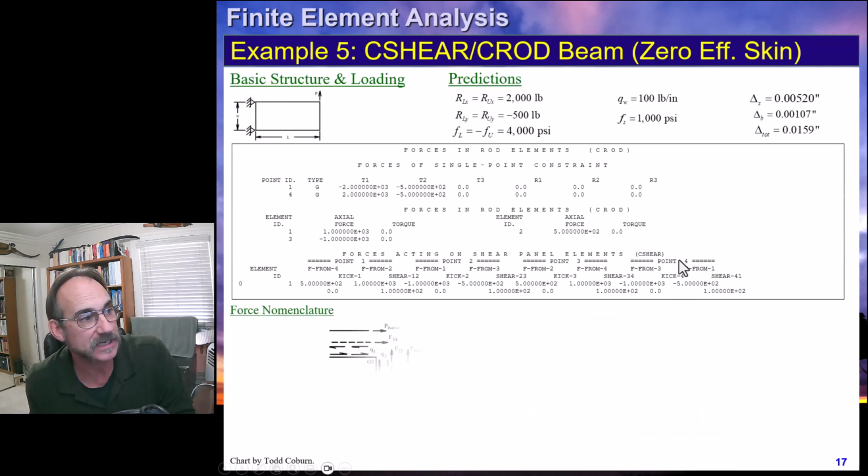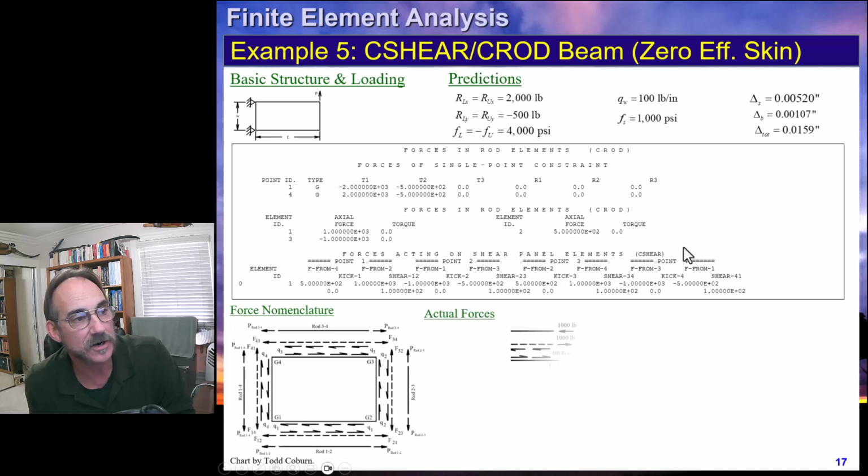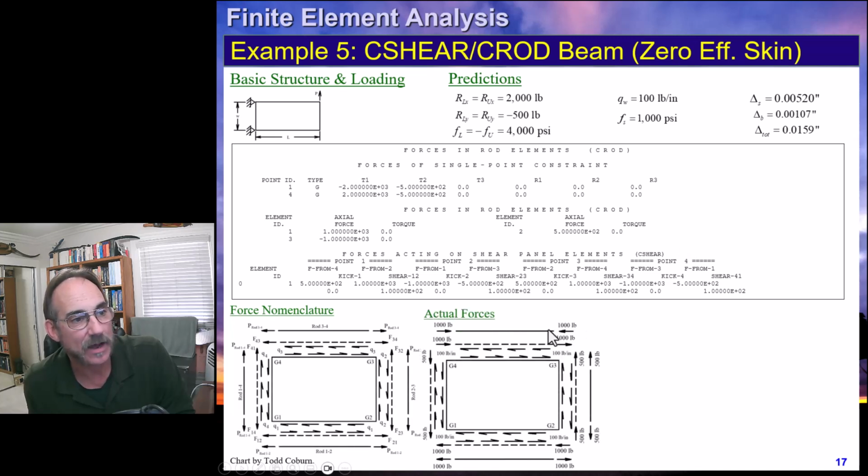There's our results again. That's our nomenclature. And this is how that looks. Now you'll notice, because we put 0 effective width of skin, we have nice round numbers coming from the shear panel, at least for this example. Once again, you have to superimpose them. So at node 1 coming from 3, we have 2,000 pounds. At node 2 coming from 1, we have 0 pounds. At node 2 coming from 3, we have 0.